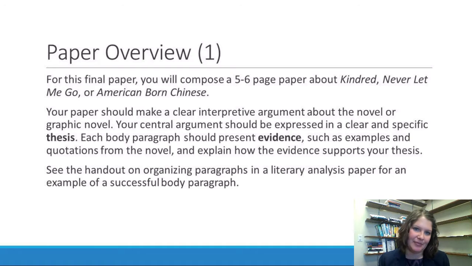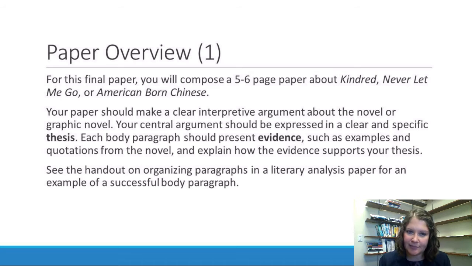For this final paper, you're going to compose a 5 to 6 page paper about Kindred, Never Let Me Go, or American Born Chinese. This paper should make a clear interpretive argument about the novel or graphic novel. The central argument should be expressed in a clear and specific thesis. And each of your body paragraphs should present evidence, such as examples and quotations from the novel, that explain how the evidence supports your thesis.